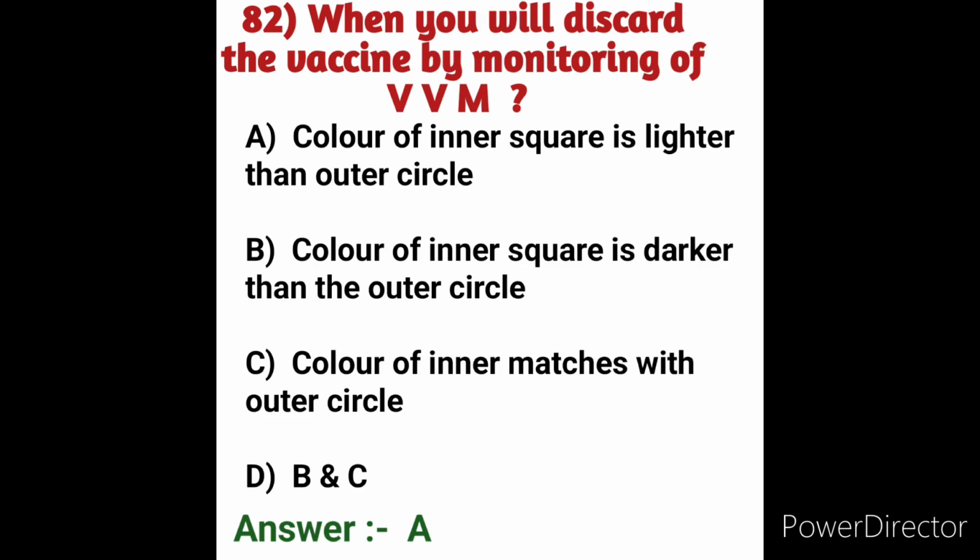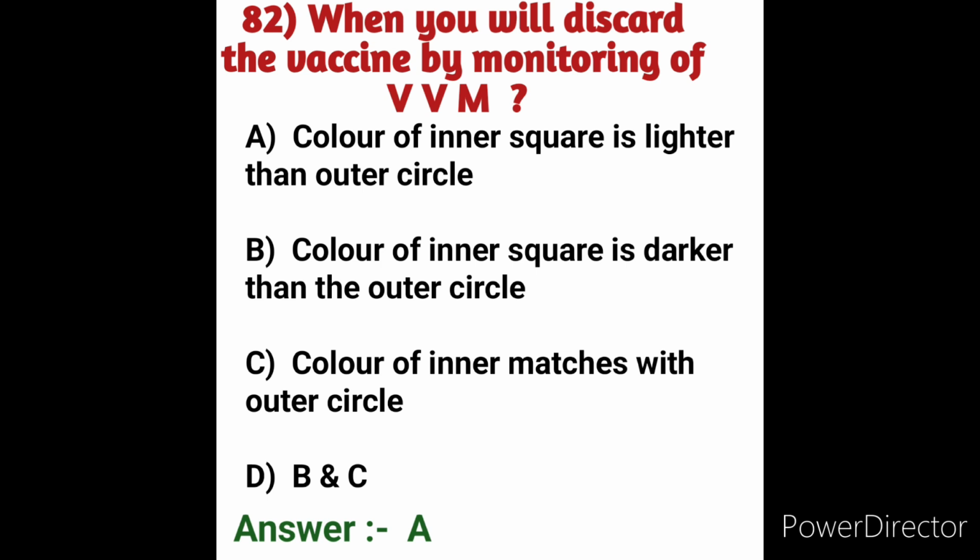Question number 82. When will you discard the vaccine by monitoring VVM? VVM means vaccine vial monitor. As a nurse, when will you discard the vaccine? Option A, color of inner square is lighter than outer circle. Option B, color of inner square is darker than outer circle. Option C, color of inner square matches the outer circle. Option D, B and C. Here option A is the correct answer.